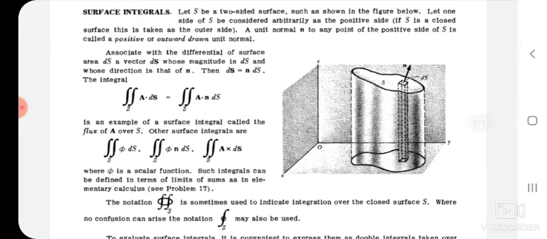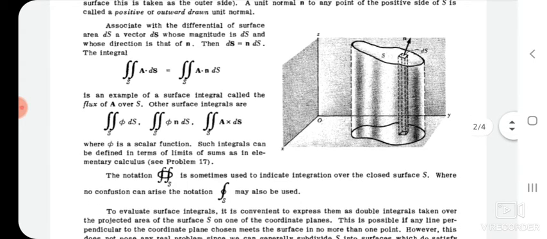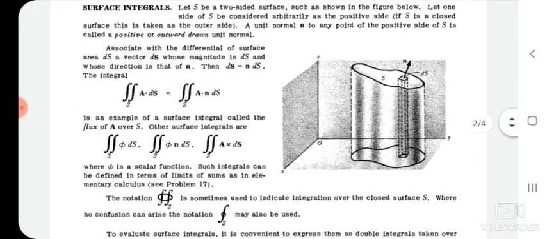Now, the notation for surface integral, double integration over a closed surface S, is sometimes used to indicate integration over the closed surface S, where no confusion can arise. That notation can be written in terms of single integration over a closed surface S as well. In some books it is written as a double integration over a closed surface S, and in some books as a single integration over a closed surface S. Both are the same.